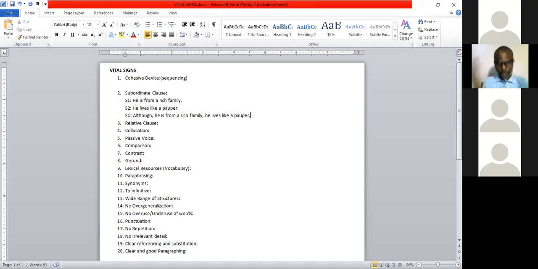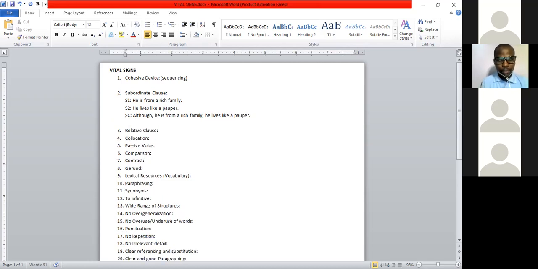Subordinate clauses are expected in your writing. The more of these you are able to use, the better you are. Your rating is going to be higher in terms of your writing. We can use some other one, despite, for example: despite being from a rich family, he lives like a pauper. That's another subordinate clause.